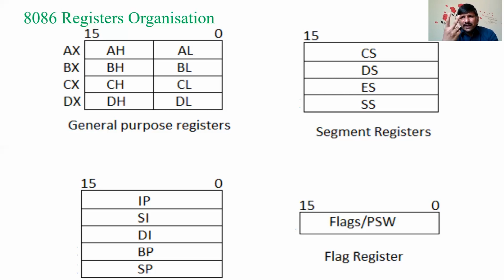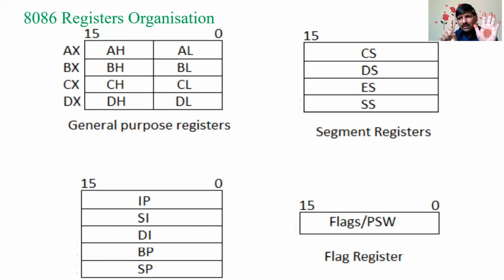Next, if interrupts are enabled, at that time, the interrupt flag is 1. Next, trap flag. If you want to check the response after executing each instruction, at that time, the trap flag is 1. These are the 3 control flags in the flag register. Remaining flag bits are unused.